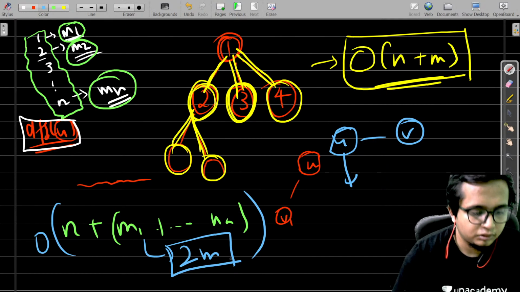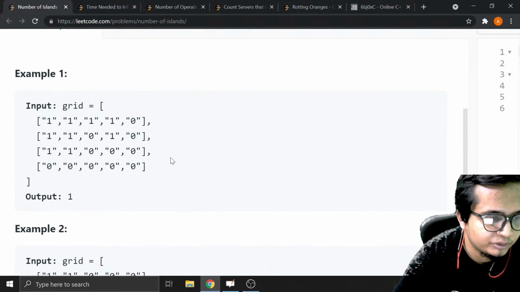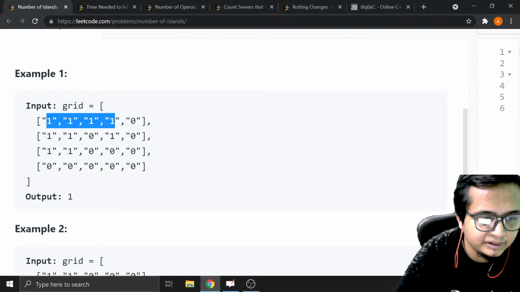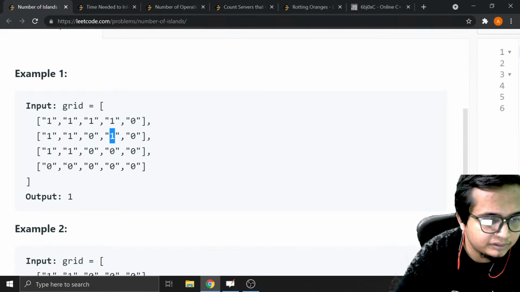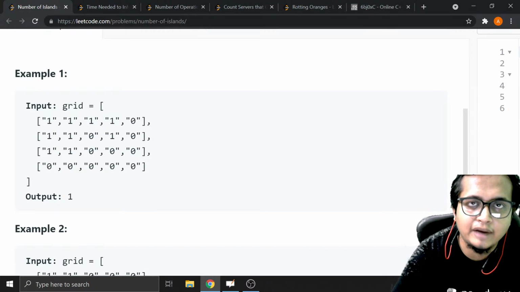Where was I? Yeah, we were at this problem. Here you are given the grid. So this is connected till here, and this is connected, this is connected, and this is connected. So this is one island. You actually have to find how many islands there are.